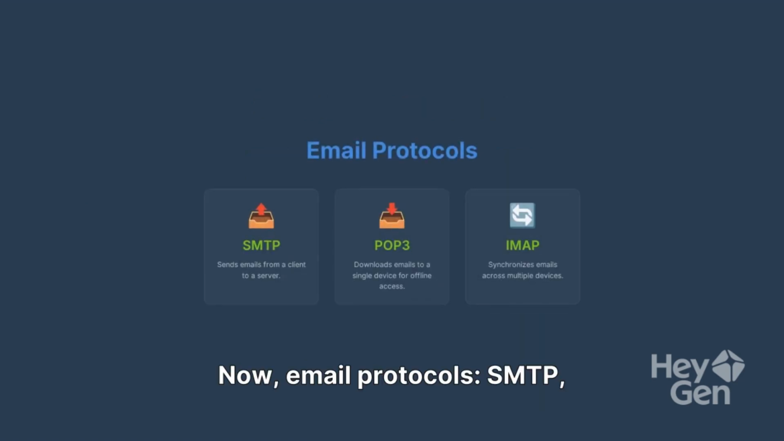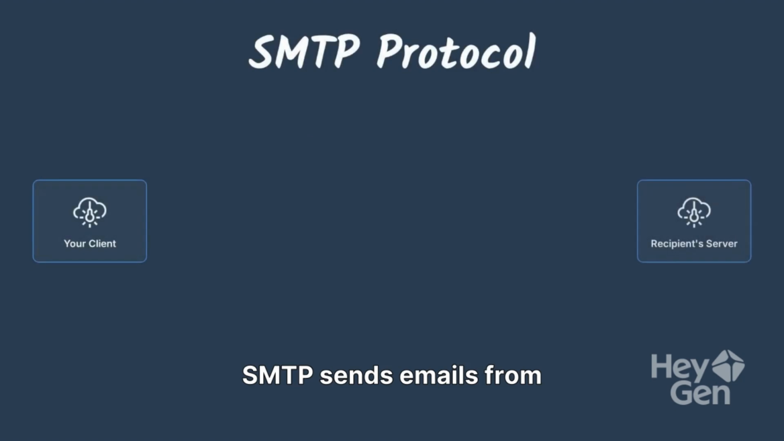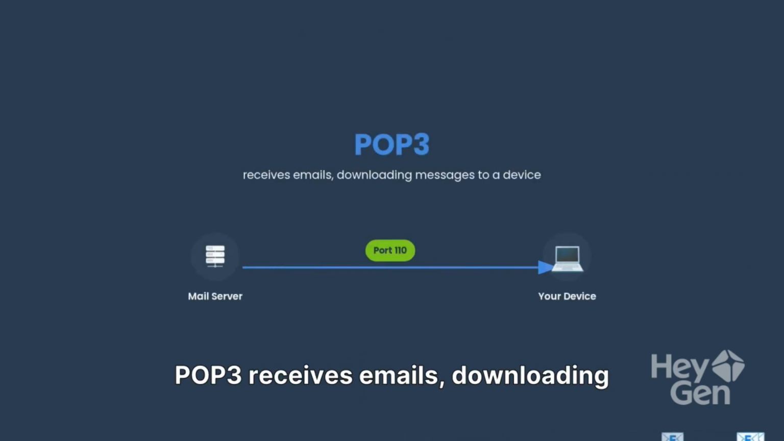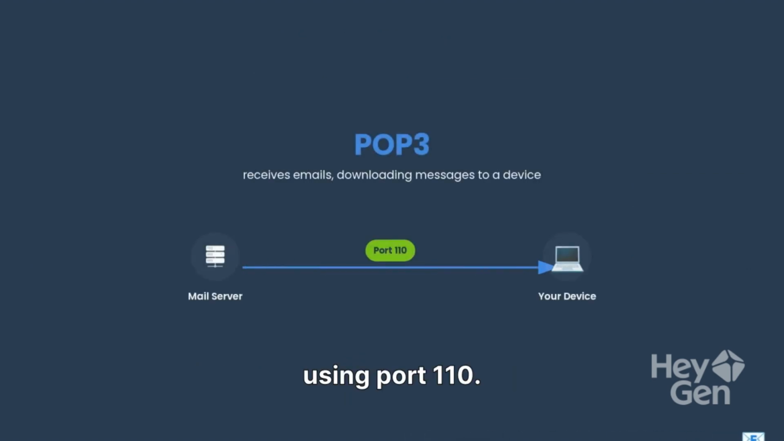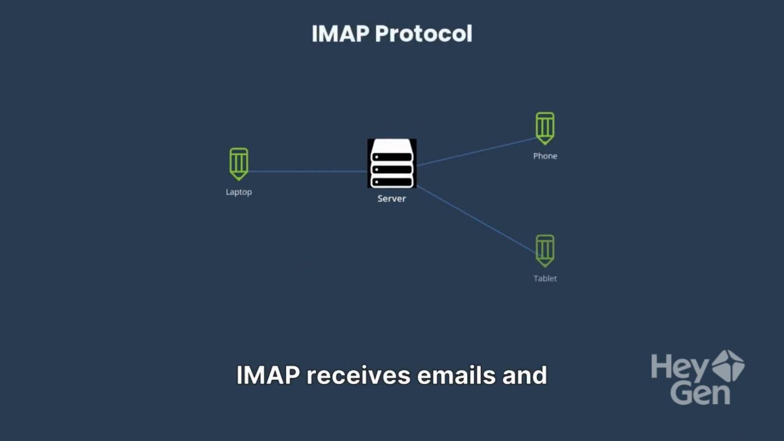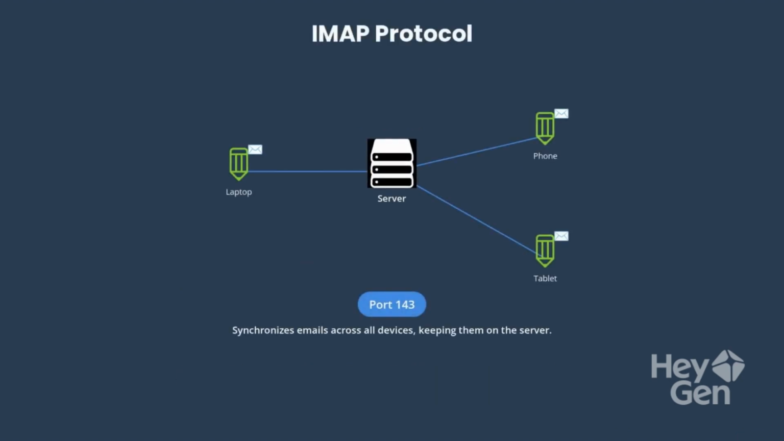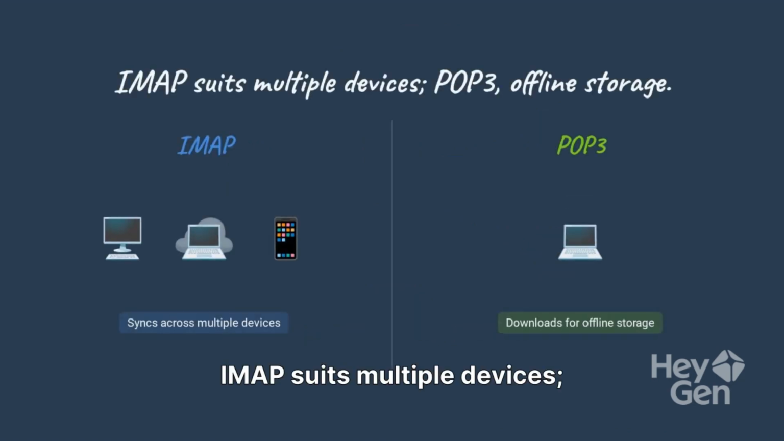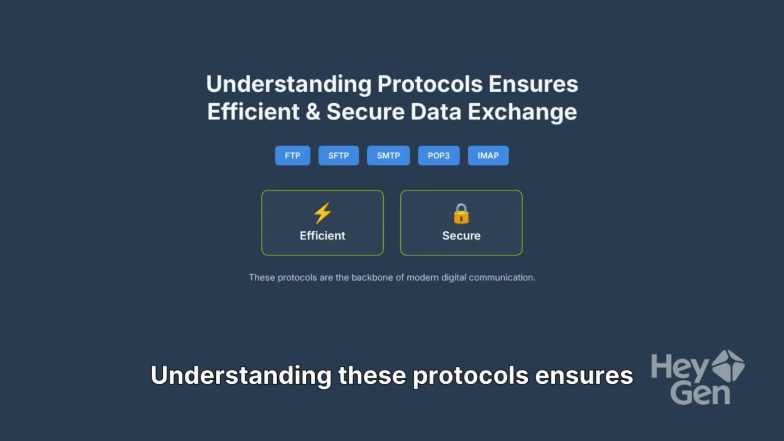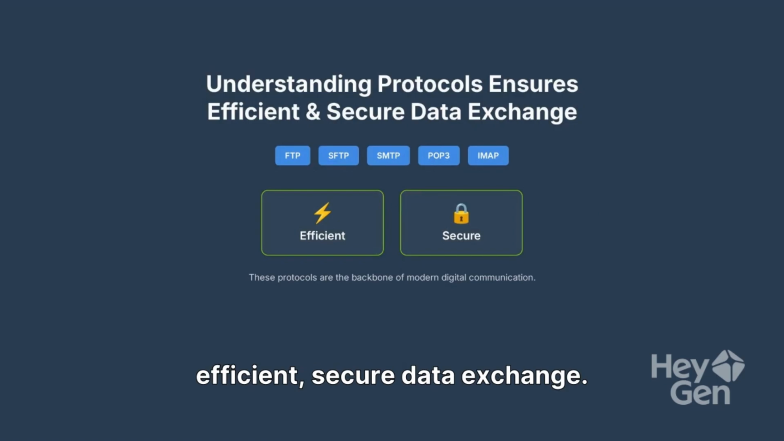Now, email protocols. SMTP, POP3, and IMAP govern email sending, receiving, and storage. SMTP sends emails from your client to the recipient server via port 25. POP3 receives emails, downloading messages to a device using port 110. IMAP receives emails and synchronizes them across devices, keeping them on the server on port 143. IMAP suits multiple devices. POP3, offline storage. Understanding these protocols ensures efficient, secure data exchange.